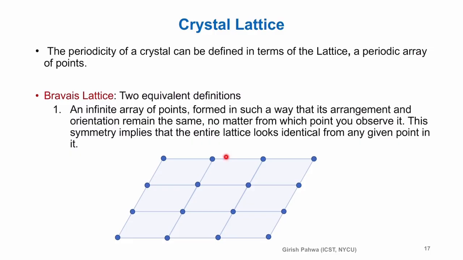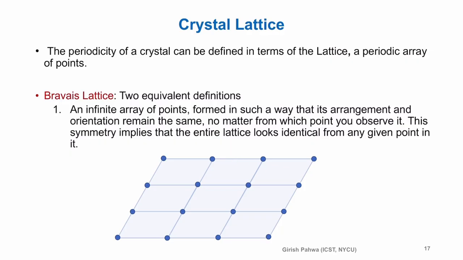Not just the arrangement, the orientation of the points should also remain the same. Okay, I'll give you an example which is not a Bravais lattice later on, and you will see that the arrangement looks the same, but the orientation is not the same. So that is a lattice, but not a Bravais lattice.